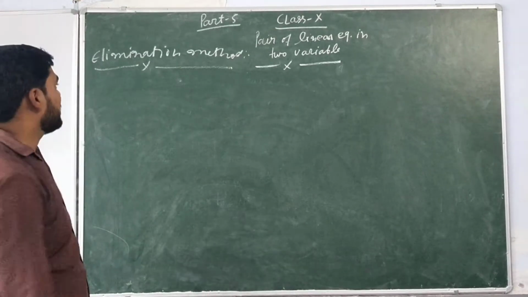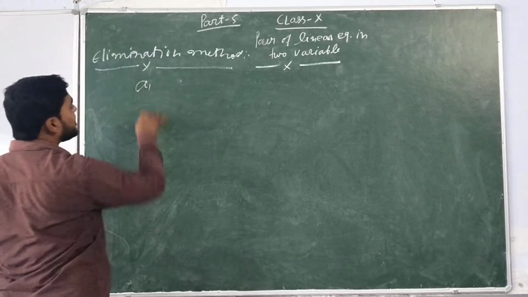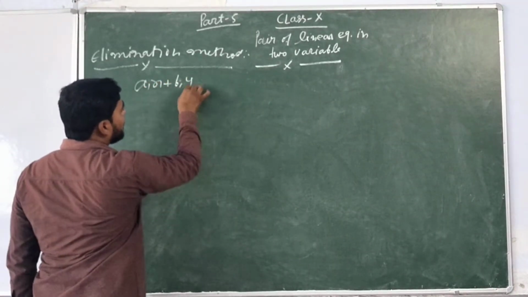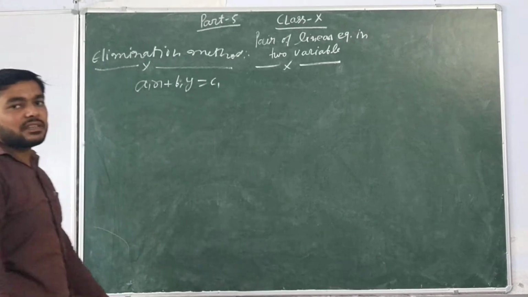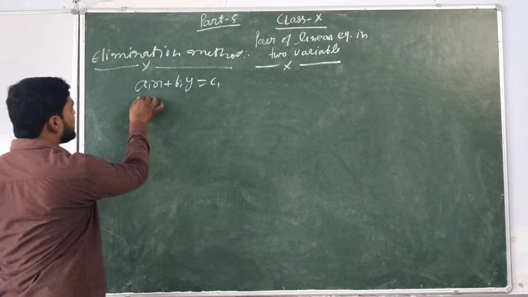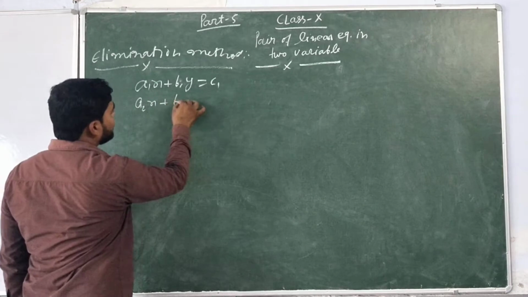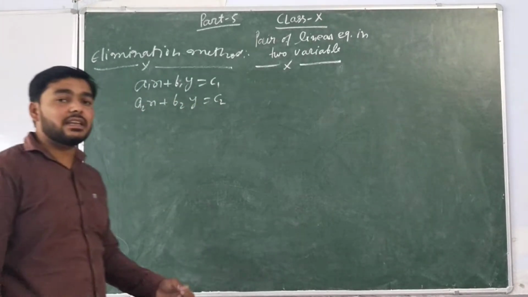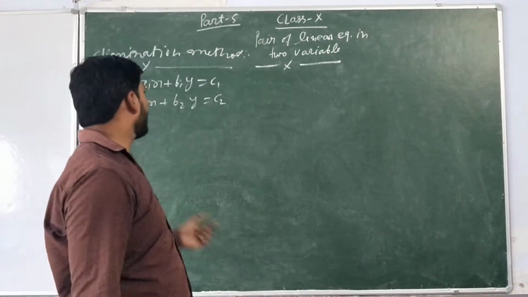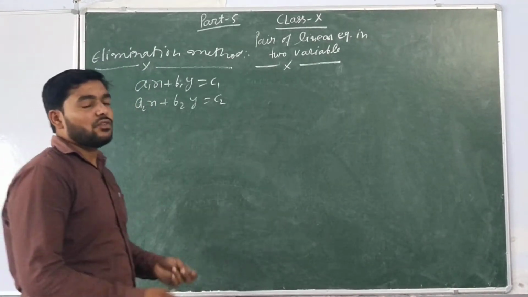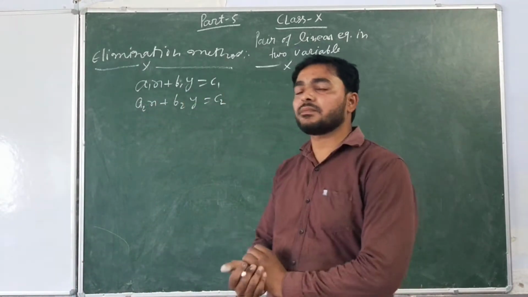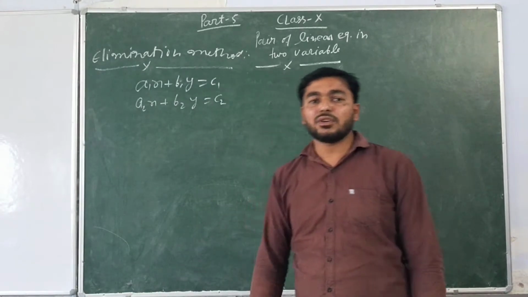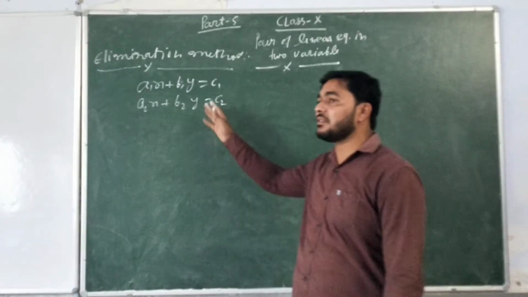We have two general linear equations. The first is a1x plus b1y equal to c1. This is the first general linear equation, and the second equation is a2x plus b2y equal to c2. We have to get the solution, meaning the value of x and the value of y. We can solve by the substitution method, which we have discussed. Now we are going to discuss the elimination method.